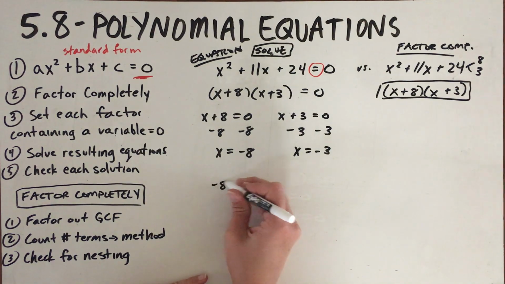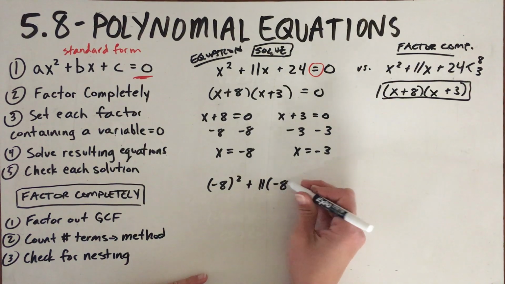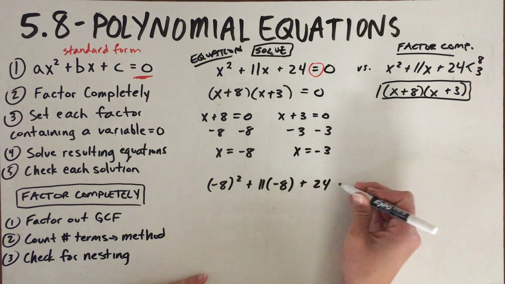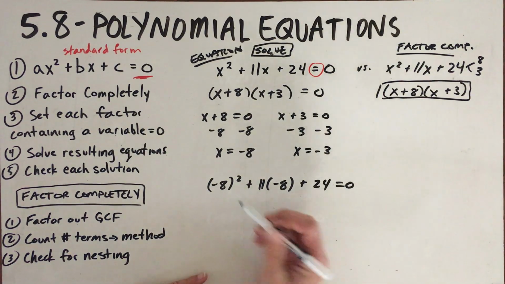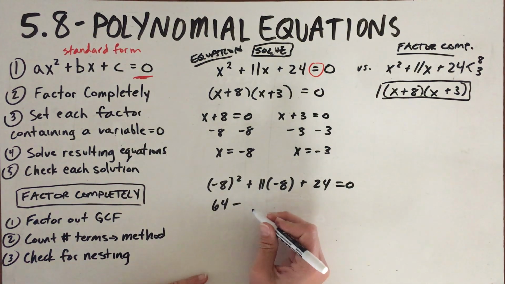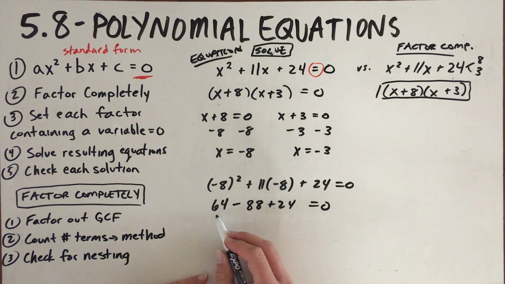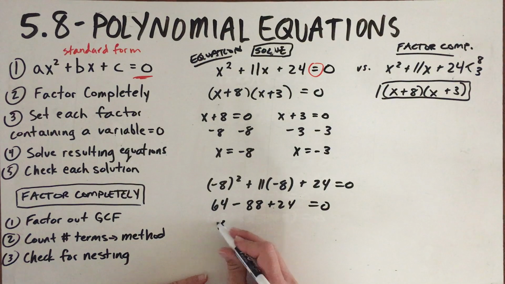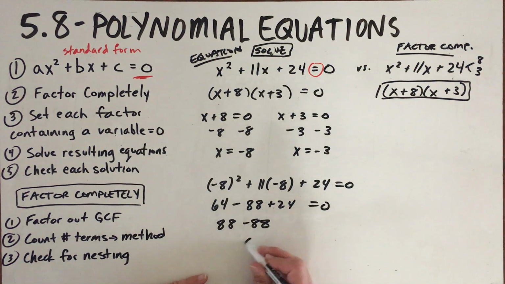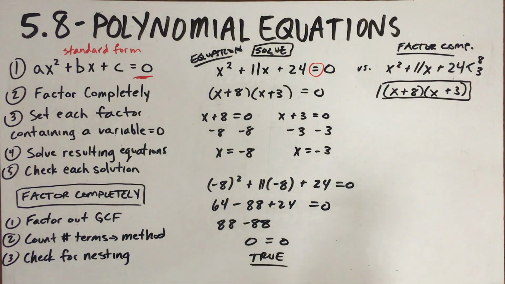If I plug in negative 8, square it, add 11 times negative 8, and add 24, is that equal to 0? Is this original statement true? This is going to be 64 minus 88 plus 24 is equal to 0. Well, 64 plus 24 is 88, minus 88, so 0 is equal to 0. This is a true statement. The original statement is true when my variable is negative 8. Okay, that is the check.